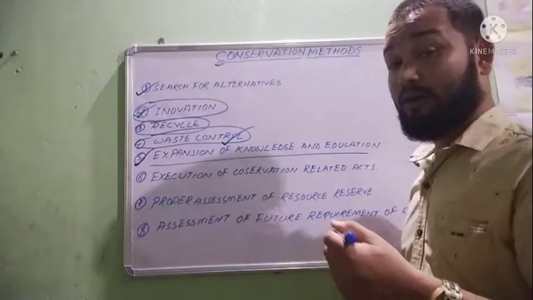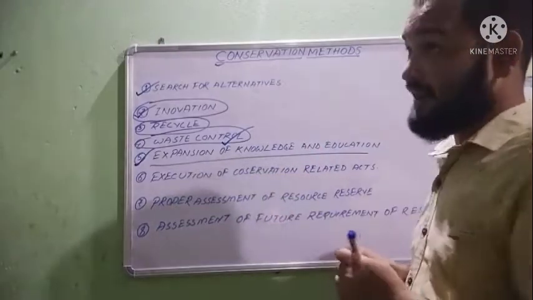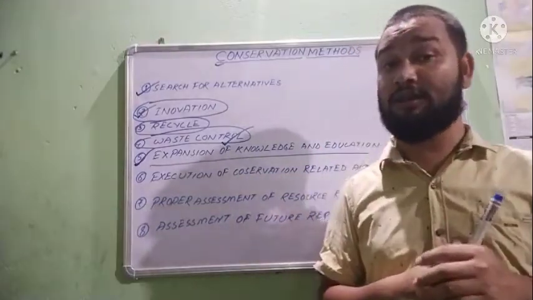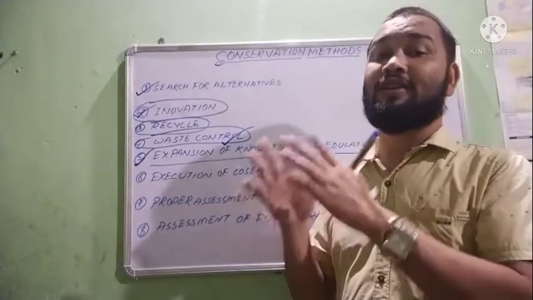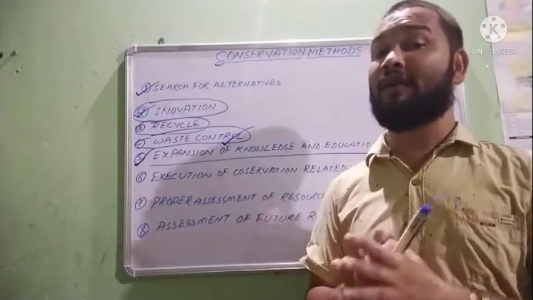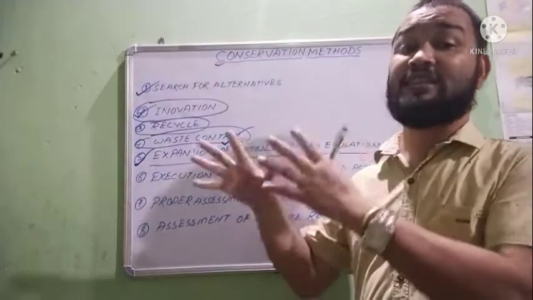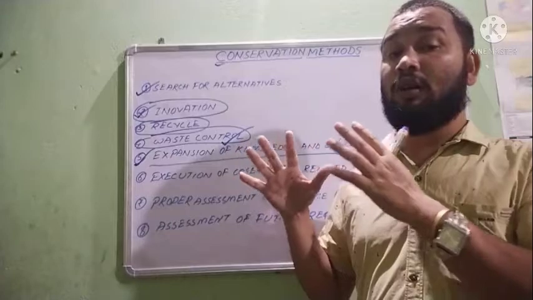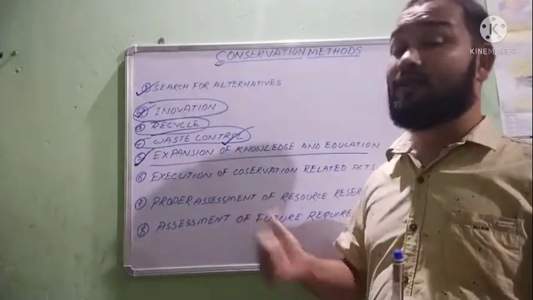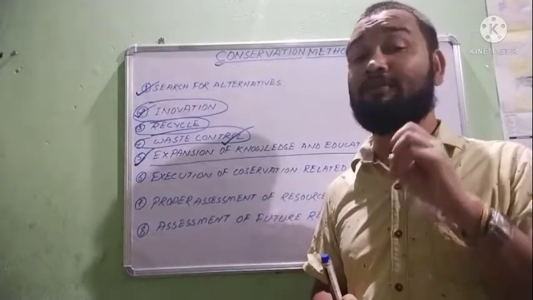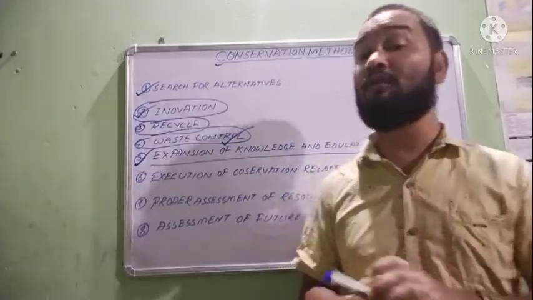Next is method number 6, the execution of conservation related acts. This is a very important task. It is basically done by the government. The government has prepared so many conservation related acts. These acts should be executed properly. Otherwise, we cannot conserve the natural resources. We cannot control the wastage or damage of resources.